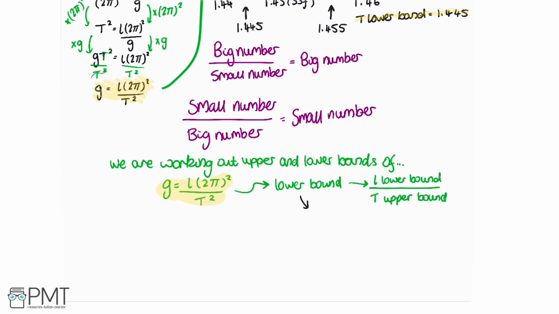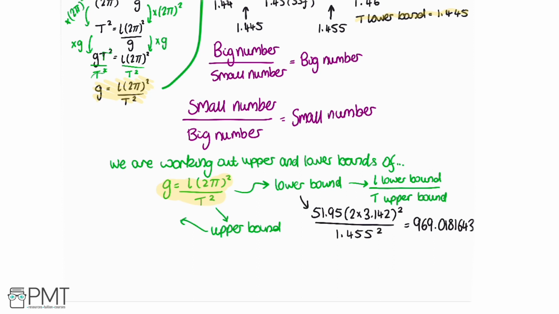So the lower bound for L is 51.95, and we're doing L multiplied by 2 pi squared. And remember, we're told to do pi as 3.142, and that's all squared. And we're dividing by T squared, and we said we're going to use the upper bound for T. So that's 1.455, and that's squared. And that gives us a value of 969.0181643.